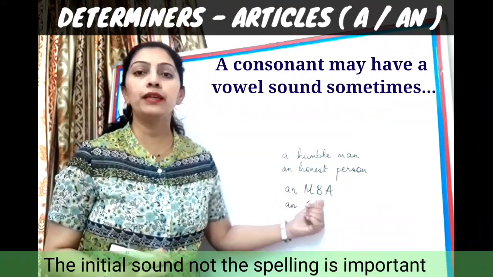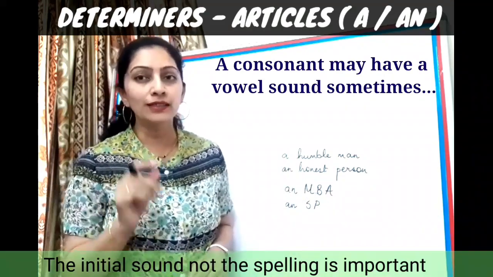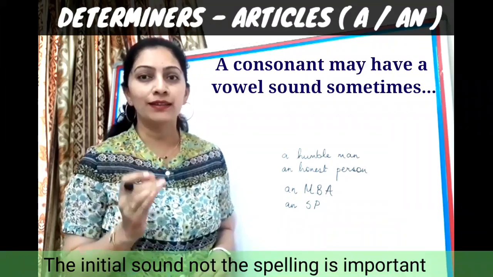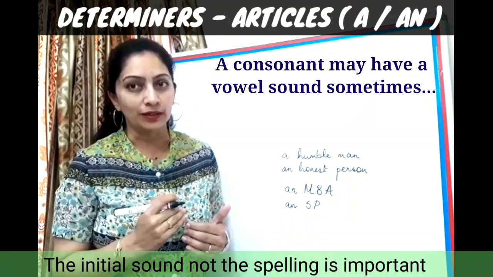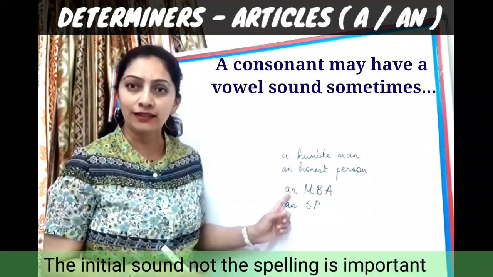An MBA. Now you would say that M is a consonant, correct? But when we say M, how does the sound go? M. So it starts with a vowel sound. And of course, when it starts with a vowel sound, you have to add an.